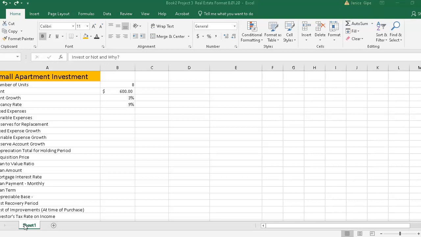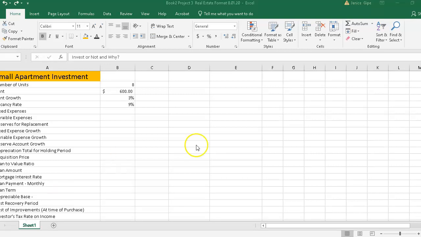A small apartment investment analysis. Basically, it's showing the information on purchasing a small apartment complex or units, and this could help you decide if you want to purchase and if it would be a good investment or not.